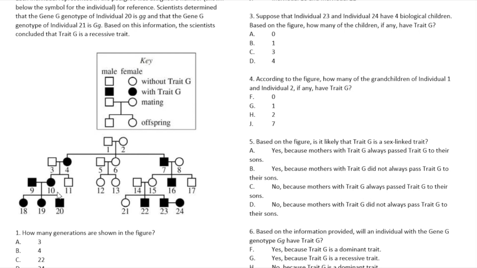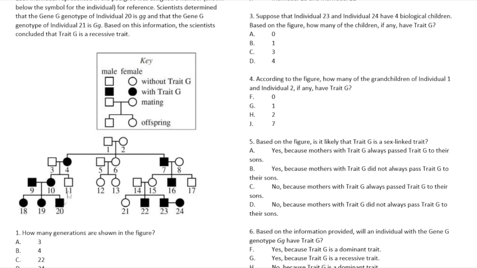Let's look now at individual 10, who is another mother with trait G, who has 2 daughters and 1 son. Individual 20 here does indeed have trait G, so that reinforces that A and C are not correct. It's either B or D because they don't always pass trait G, but sometimes they may pass trait G. Now let's think about what that means.